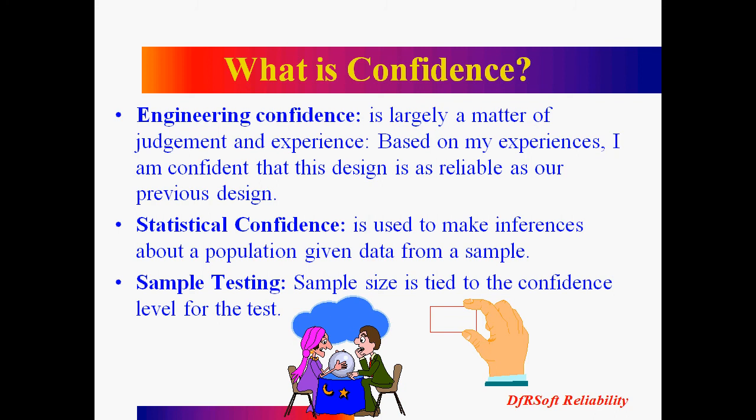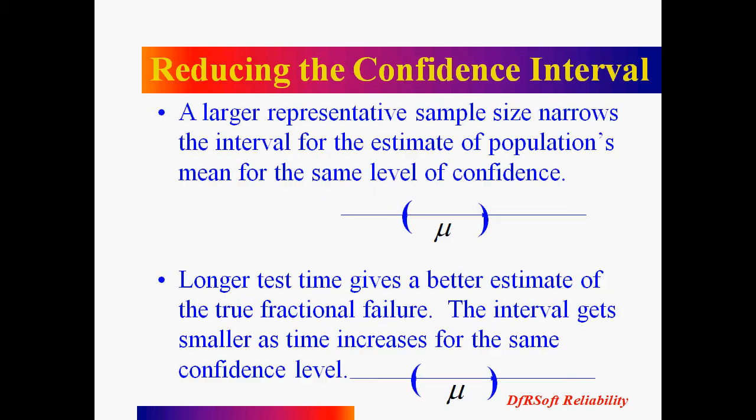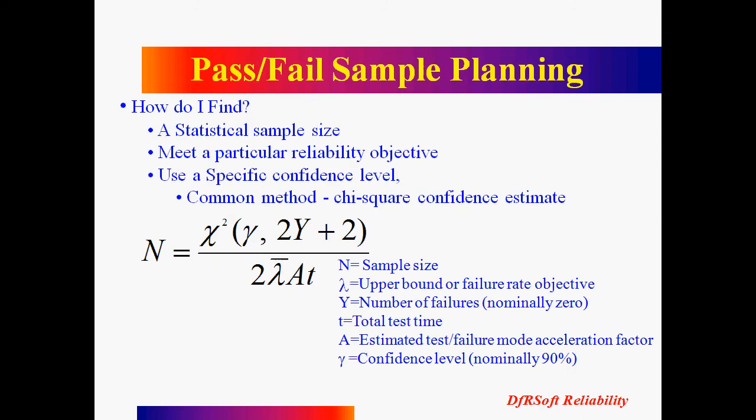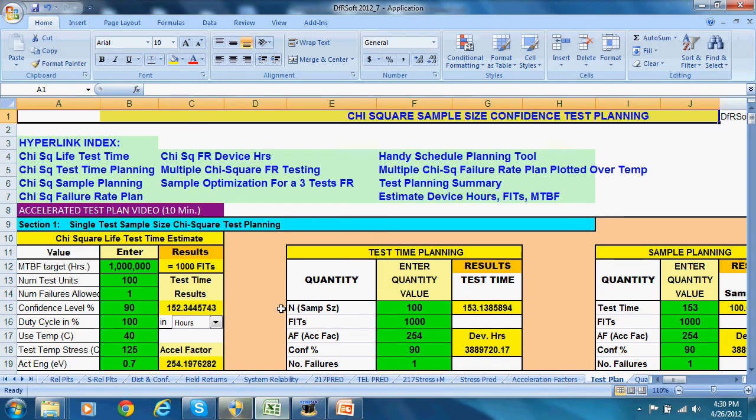We want to know statistically what we're proving, given the population and the test time that were tested, and what we're actually achieving. So we want to understand the confidence around our failure rate, and we do this with the Chi-Squared test planning calculators, and we estimate the sample size with Chi-Squared test planning. Y is the number of failures, gamma is the confidence level, and this is the upper bound on our failure rate that we were looking at. We'll discuss that in a minute, along with our acceleration factor and test time. So let's go over to DfRSoft and see how DfRSoft makes that easy for you.